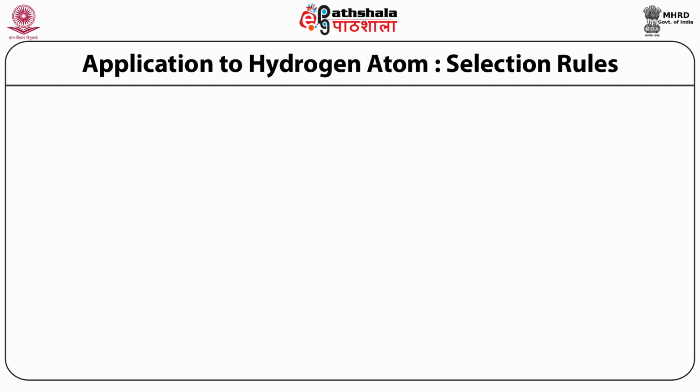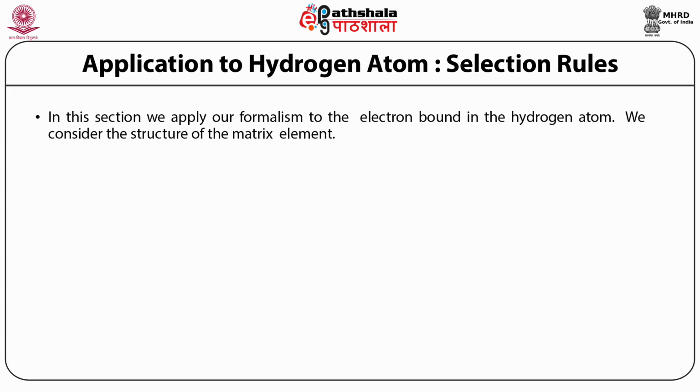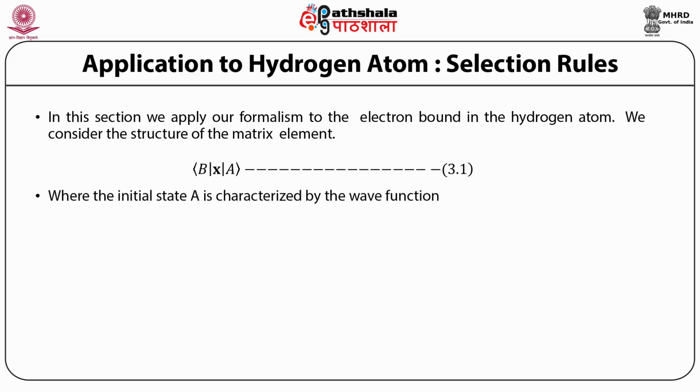We go on in this module to apply some of the things we have learnt to the hydrogen atom. We first begin with the selection rules. We apply our formalism to the electron bound in the hydrogen atom. We consider the structure of the matrix element between B and A of the X vector, where the initial state A is characterized by the wave function.